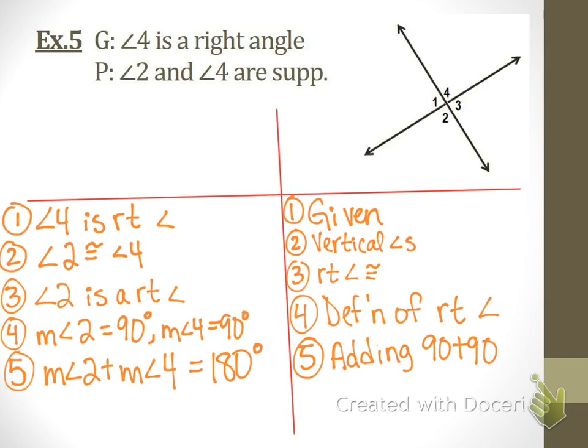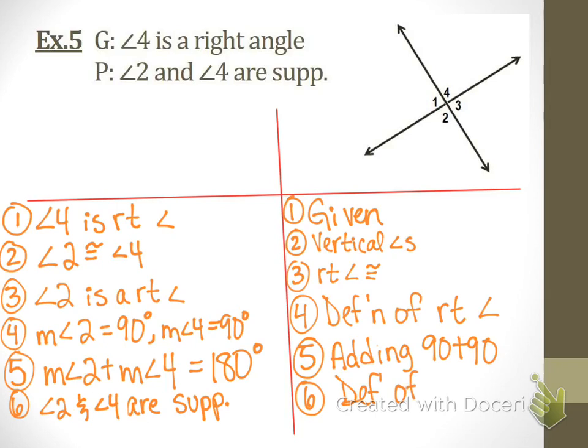How do we know that angles 2 and 4 are supplementary? It's a definition. What definition did we use? The congruent supplement theorem we didn't use. That's how I was going to do it, with the congruent supplement theorem. How do we know 2 and 4 are supplementary? Because they add up to 180, so that is the definition of supplementary. Definition of supplementary.